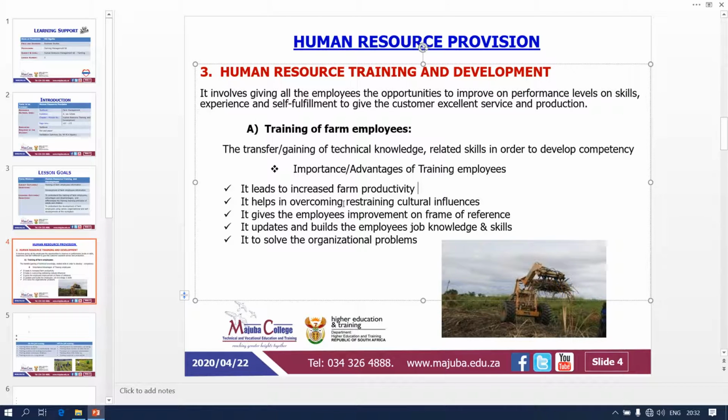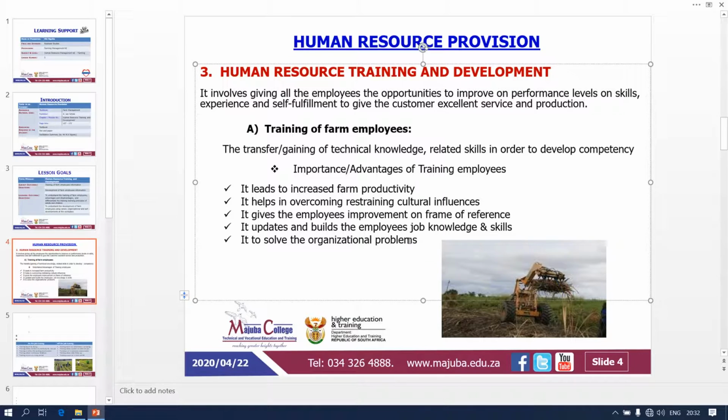It helps to overcome restraining cultural influences. There are things that people are scared of, but when you train them, they overcome those cultural influences. Where do you come from? What is your culture in terms of this particular thing, right? It gives the employees improvement on frame of reference. Remember frame of reference? What was built in you before you are who you are by now, right? There's something that was given to you at an early age. Now it will improve in terms of this. It updates and builds the employees' knowledge and skills, as we mentioned.